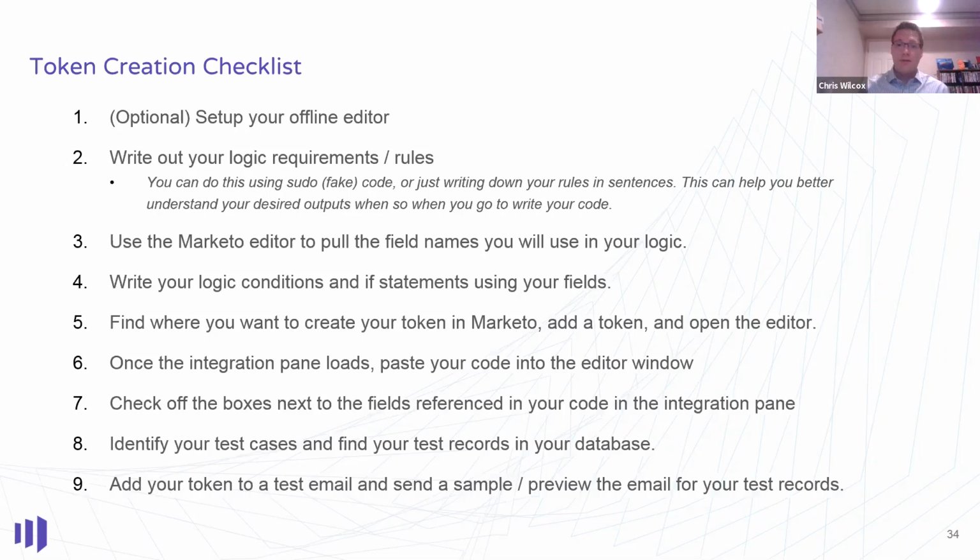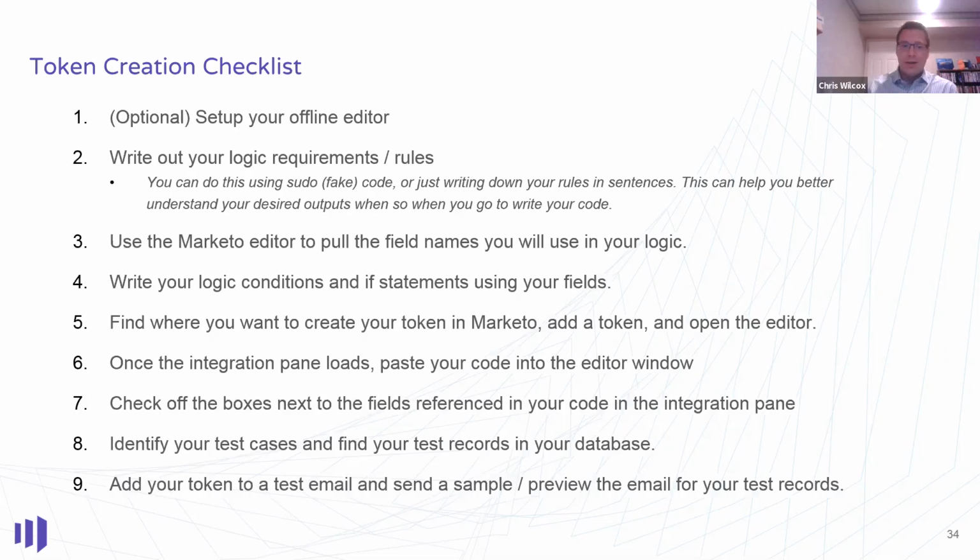That'll also help define what fields you need. So you'll understand what fields you need to reference to create your logic. Then go into that Marketo editor, pull those fields that you've named, just drag them over. You'll be able to see the actual API names for each of those fields, and you'll have those in your back pocket. Go into your editor, write your logic conditions and if statements using your fields. If field 1 equals whatever, do this thing. And then figure out where you want to create that.